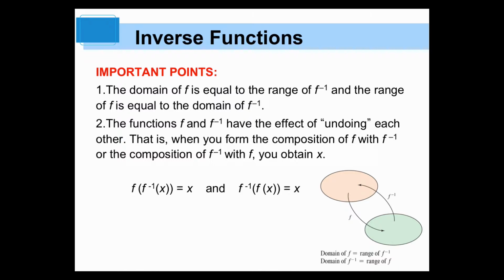Which, in the examples that we looked at, if I take the square root of x squared, I end up with x. If I take x squared and take the square root of it, I end up with x. When you're verifying that two functions are inverses, you have to do both of these. Put the function into the inverse, put the inverse into the function, and show that they both end up getting back to x.